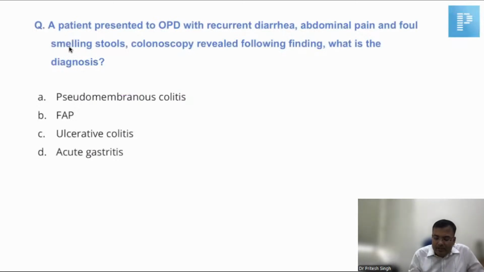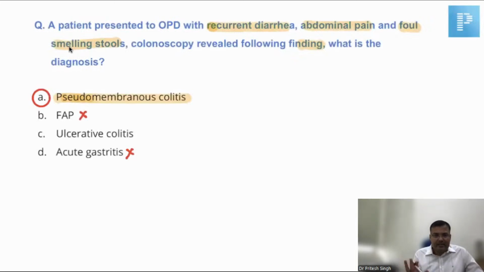Next, patient presented to OPD with recurrent diarrhea, abdominal pain, foul smelling stool, colonoscopy revealed the following finding. There were whitish deposits like pseudomembranes. So obviously, if it's like that, it is pseudomembranous colitis. Recurrent diarrhea is not there in FAP. It's not in acute gastritis. Ulcerative colitis, there is passage of blood and mucus, but the patient is not having foul smelling stool. Clear? So guys, correct answer, it appears that most probably it's pseudomembranous colitis.